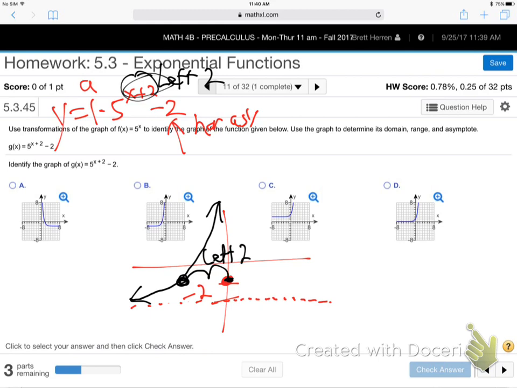So yeah, it looks like B, huh? Yeah, because you got to go below. The other ones don't even go below. Well, A goes below, but wrong direction. Yeah, good. All right.